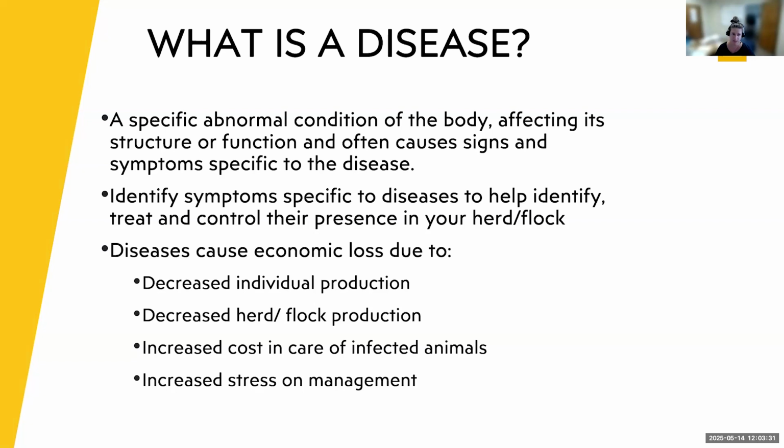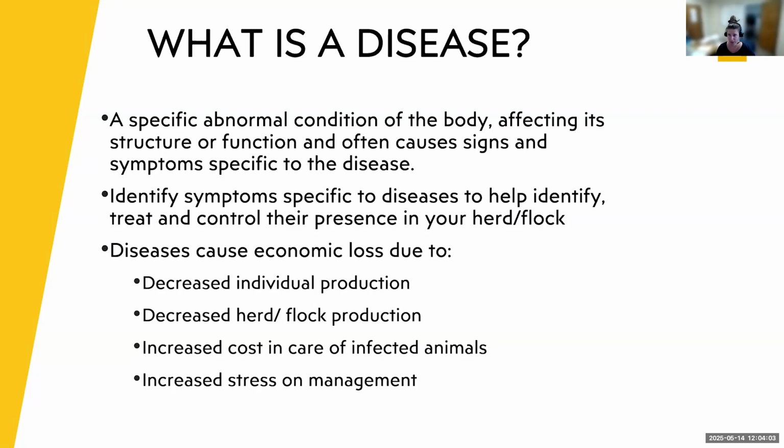And the big thing with disease is it does cause a lot of economic loss. Not only is that due to the decreased production on an individual basis of the animal, a lot of these can obviously cause death, but leading up to that point, they also decrease their milk production, their ability to gain weight, and also their reproductive performance. So it can decrease that animal's ability to perform well for you.